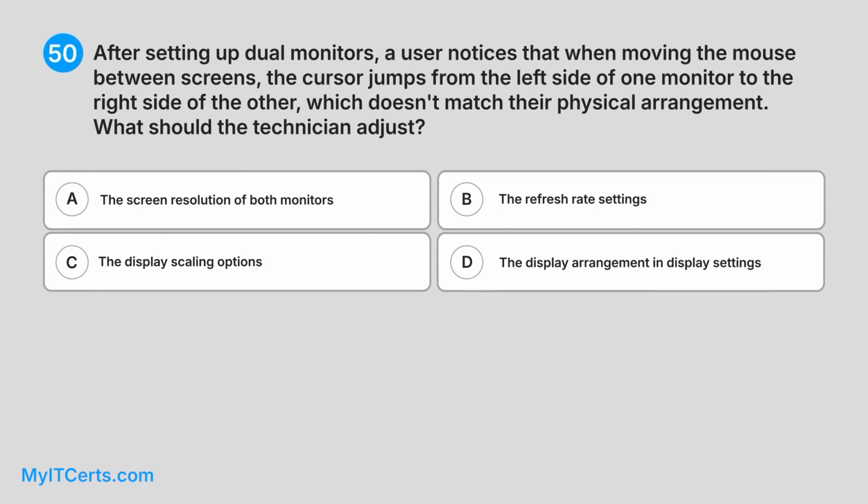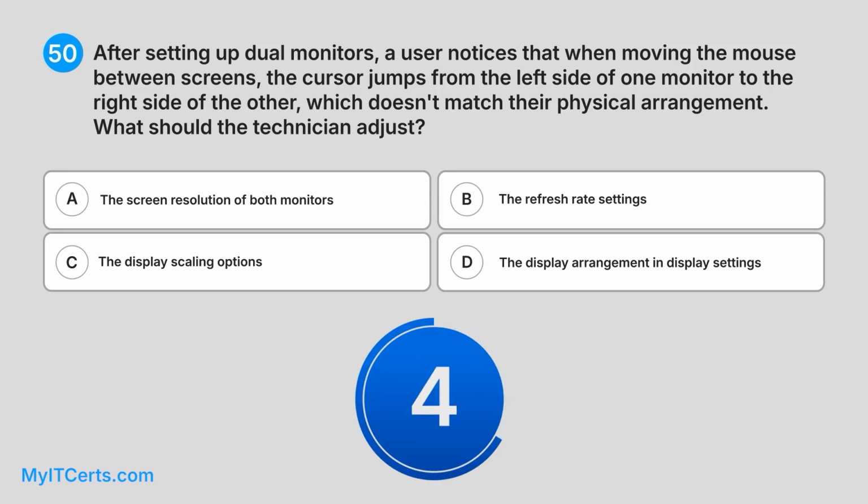After setting up dual monitors, a user notices that when moving the mouse between screens, the cursor jumps from the left side of one monitor to the right side of the other, which doesn't match their physical arrangement. What should the technician adjust? A. The screen resolution of both monitors. B. The refresh rate settings. C. The display scaling options. D. The display arrangement in display settings. What do you think is the answer?